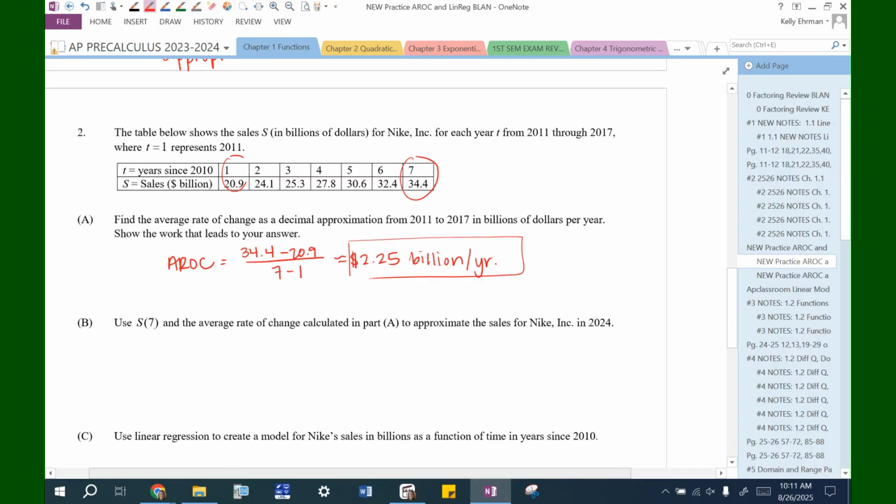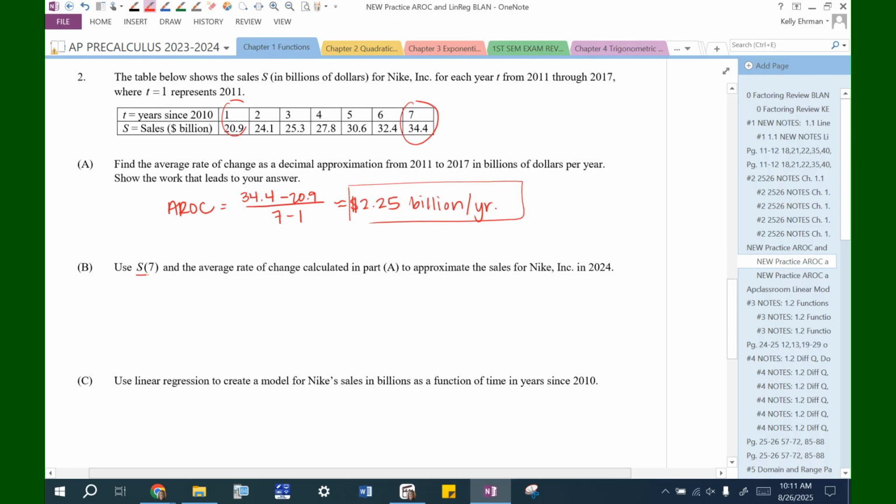Use S of 7 and the average rate of change calculated in Part A to approximate the sales for Nike in 2024. Okay, so this is kind of different. We didn't do this in our notes. So what do I mean by that? Use the ordered pair 7, 34.4, and use the slope 2.25 to approximate the sales for 2024. So remember, this is years since 2010. So this would be T equals 14.